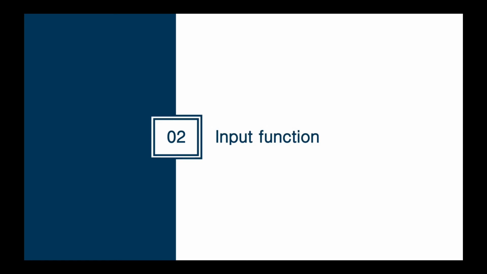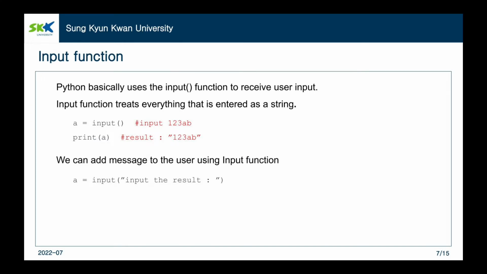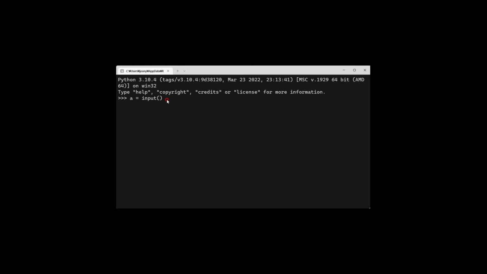In the second section, we will learn about the input function. Python basically uses the input function to receive user input. The input function treats everything that is entered as a string. In the example, when we write code a equals input, we can input a string by keyboard, hello, and then the input string hello is stored in variable a. So you can print this like this.